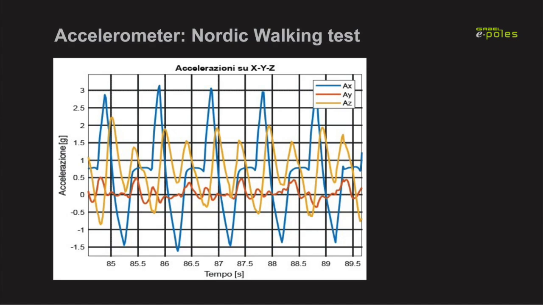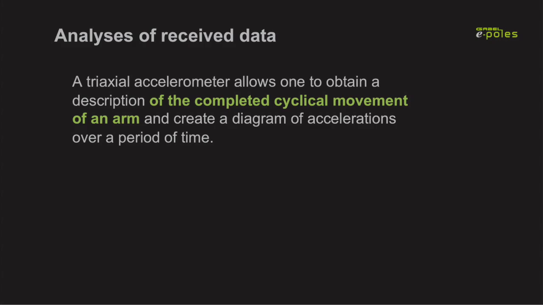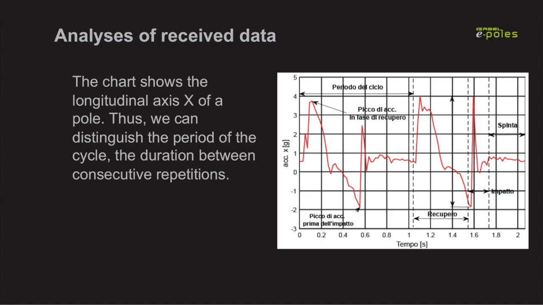A triaxial accelerometer allows to obtain the description of a complete cyclical movement of an arm and results in a diagram of measurements. The picture shows the longitudinal axis X of a pole. The most important here is for us, as with its help, we can measure the period of cycle, periodo di ciclo. This is the duration between the consecutive repetitions of the same point.